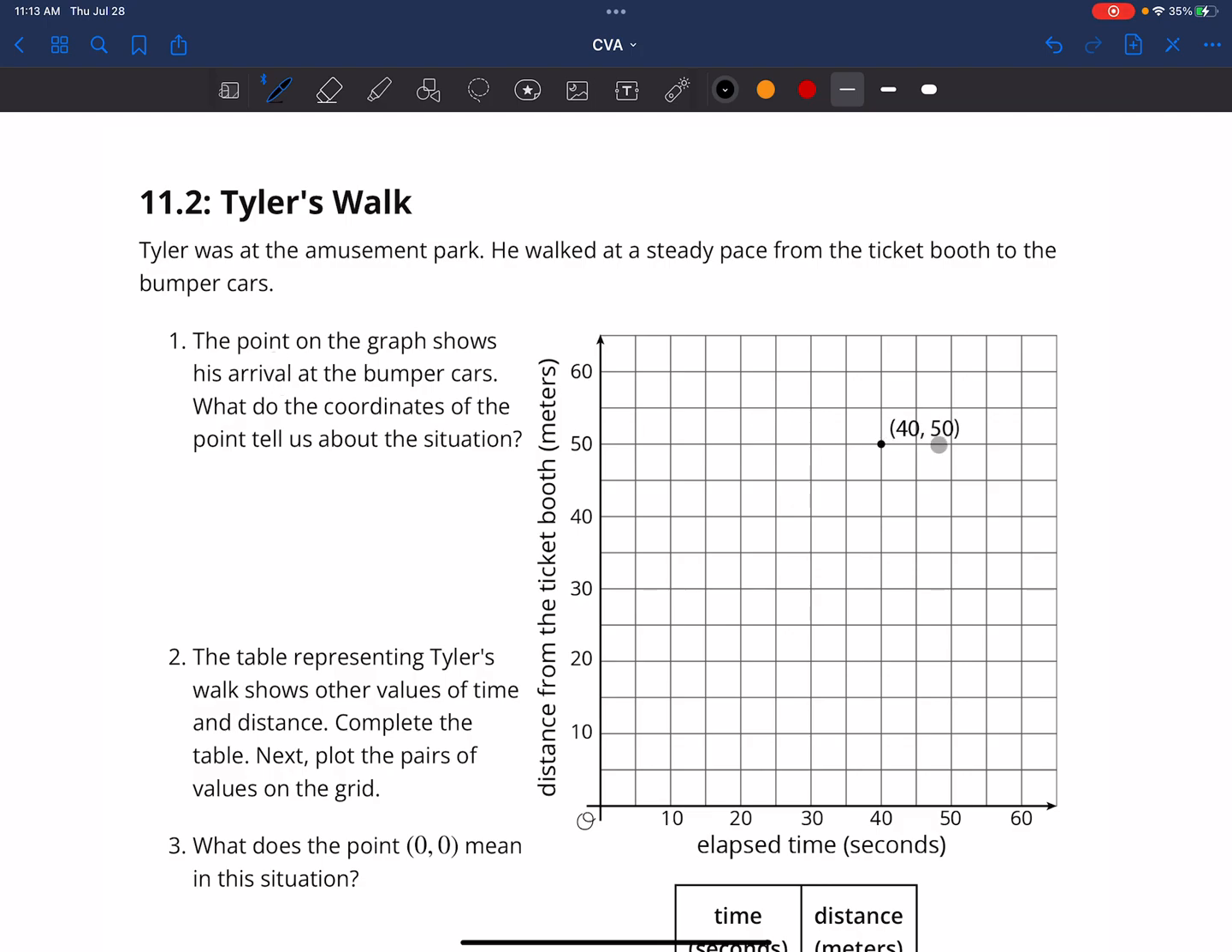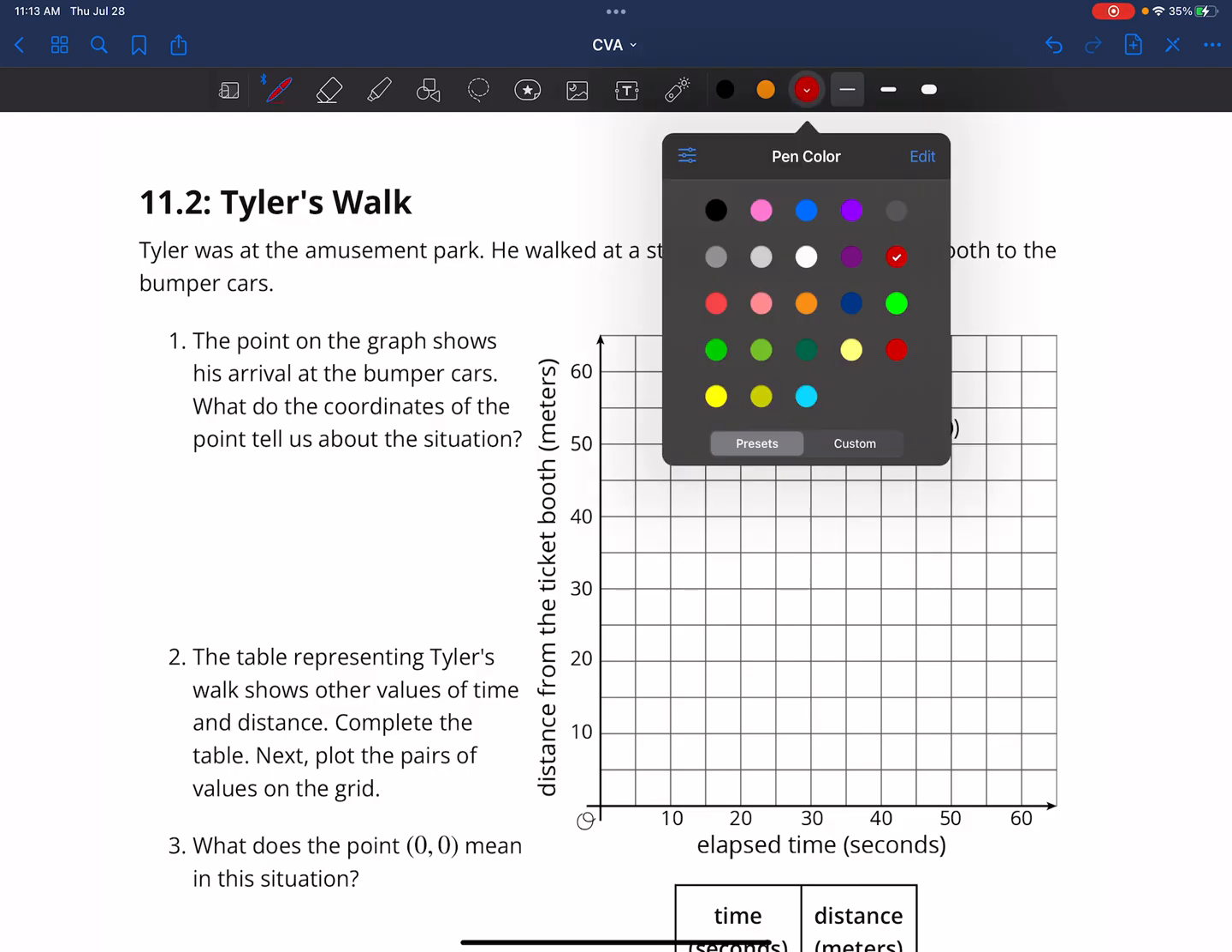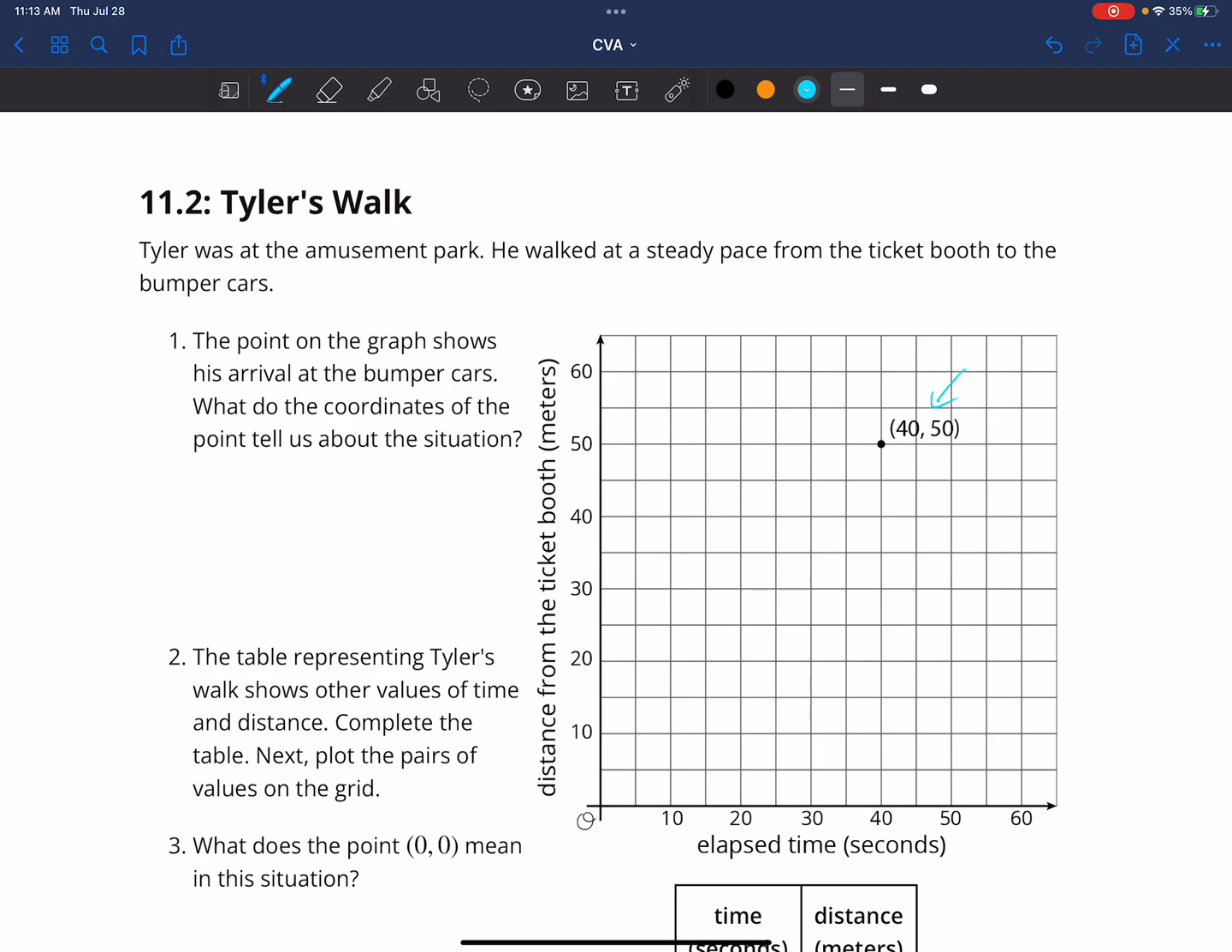Okay. I always like to write some information down here. I could use a different color. I'm gonna use this color right here. Arrival. Wow, that is a bright color. Arrival at the bumper cars.